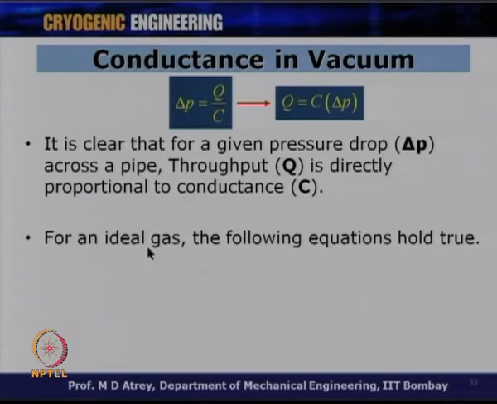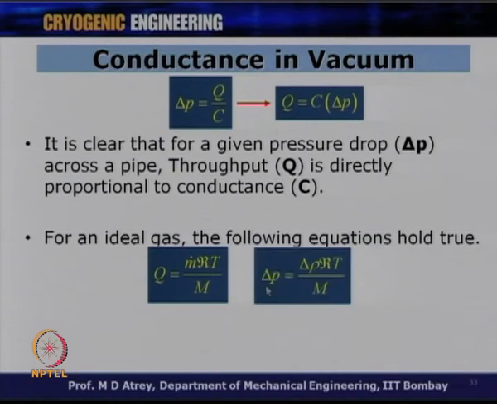For an ideal gas, the following equation holds true: Q is equal to m dot RT upon m. This is what we have talked about earlier, and we know from here delta P is equal to delta rho into RT by m. This is true for a gas which follows PV is equal to mRT, from where we could conclude that Q is equal to m dot RT upon m, and delta P is equal to Q upon C, or delta P is directly related to the gas law by this equation, delta rho RT by m.